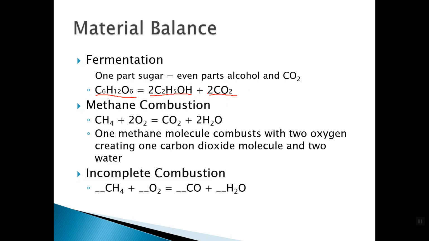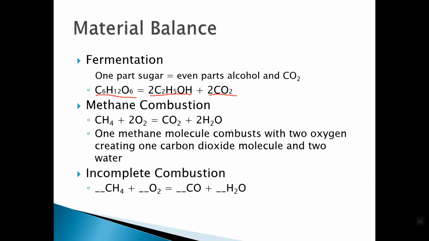Okay, and why does this matter? Because this is going to happen in a reactor. Okay, why does it matter? Well, if we go to something simple, which is methane combustion, methane is natural gas. That's the CH4 right here. We need oxygen in order for that to happen. Okay, so if we have oxygen here, that's going to turn into carbon dioxide and water.